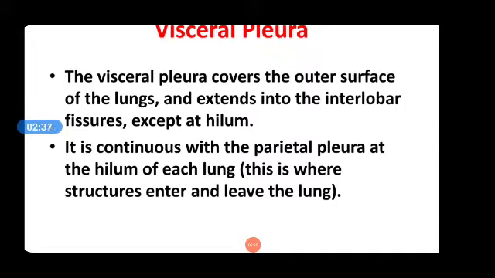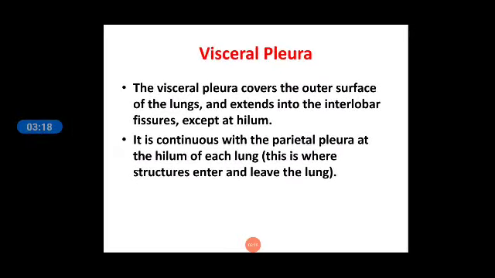The hilum is the structure where all the structures that come into the lungs and go out from the lungs pass. The visceral pleura is continuous with the parietal pleura at the hilum of each lung. That is about the visceral pleura. It lies just near the lungs, on the outer surface of the lungs, and it extends into the interlobar fissures, except at the hilum, where it is continuous with the parietal pleura.